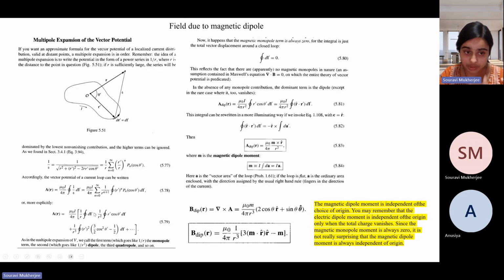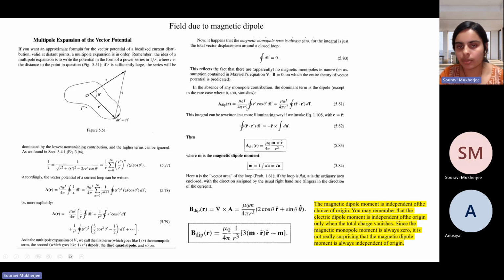Here this first term is always going to be zero because no magnetic monopoles exist. There's no single north pole or south pole. It always comes in a pair. So this term will always be zero, and it's important to look at the dipole term. This is how the vector potential's dipole term looks. Okay. And this is the dominant term, except in the rare case where this vanishes.